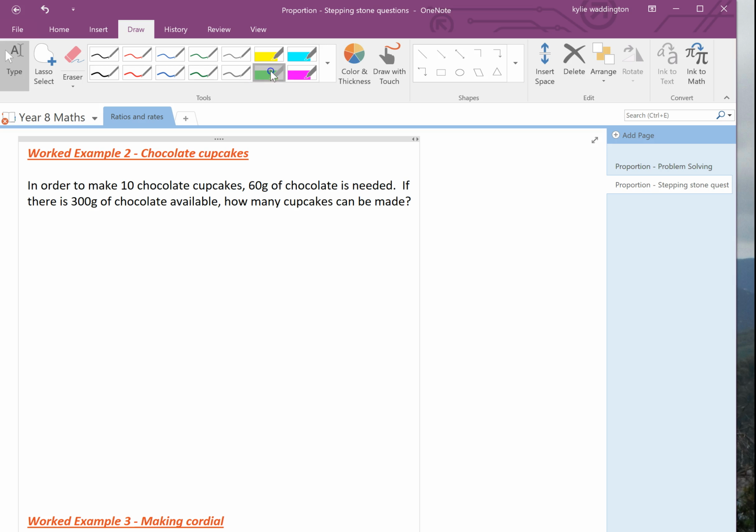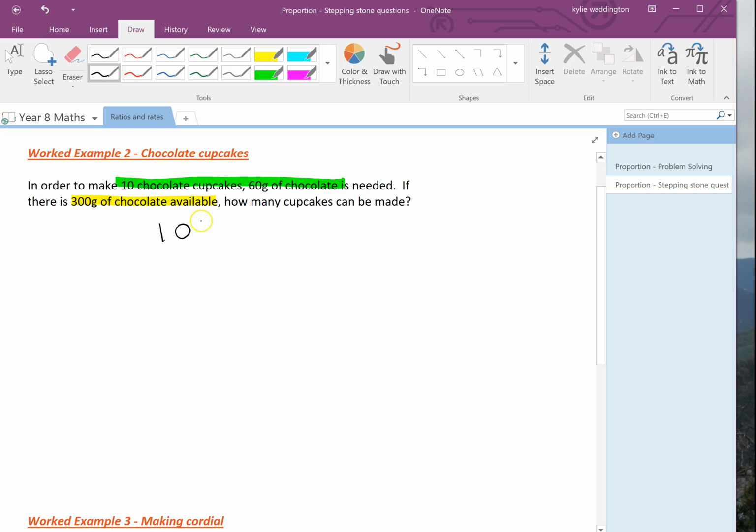So again, we highlight our key pieces of information. So our first ratio is going to be that, and our second ratio is going to include this amount here. And again, we're using cupcakes just because we were going with the theme today. So we write our first ratio, our known ratio of 10 to 60. Now we could simplify it if we wanted to, but at this point in time, we're not being asked to, and the numbers that we're dealing with are going to work out quite nicely anyway. So our second ratio is 300 grams of chocolate to an unknown number of cupcakes.